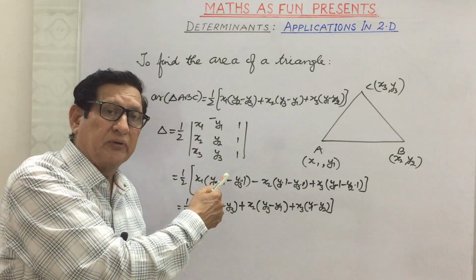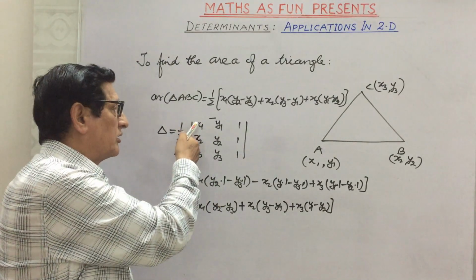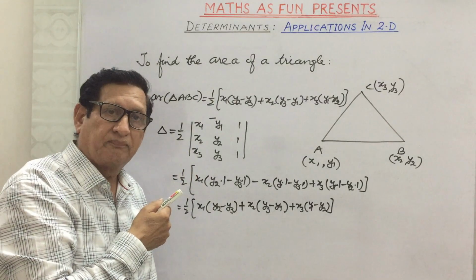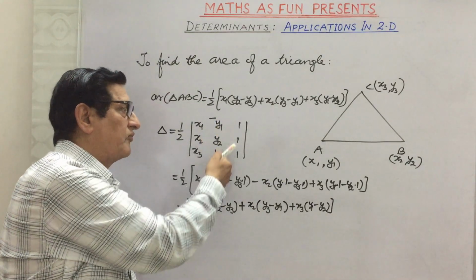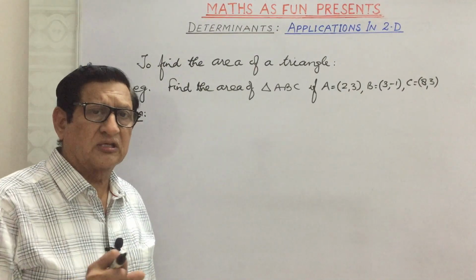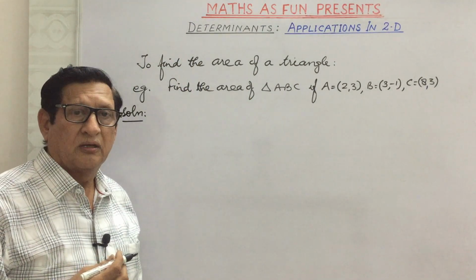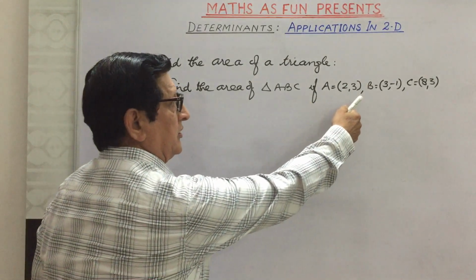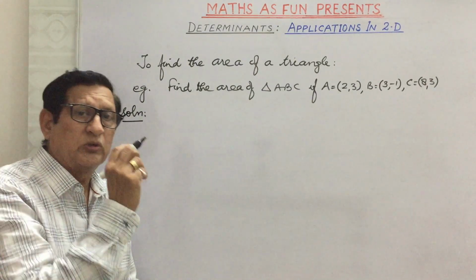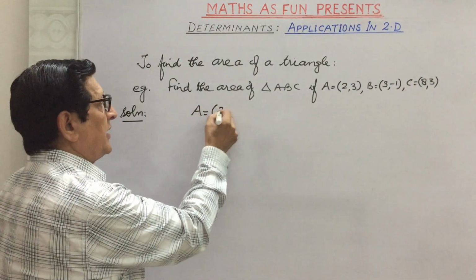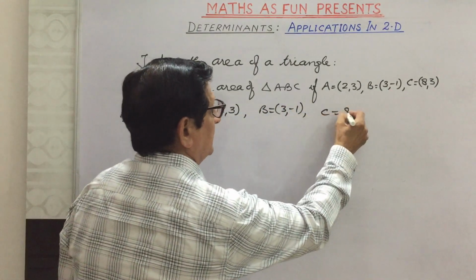The only thing we have to remember is that this determinant must contain all the x coordinates in the first column, all the y coordinates in the second column, and in the third column every element is 1. Let's discuss an example based on this. Find the area of triangle ABC if A is 2, 3, B is 3, minus 1 and C is 8, 3.